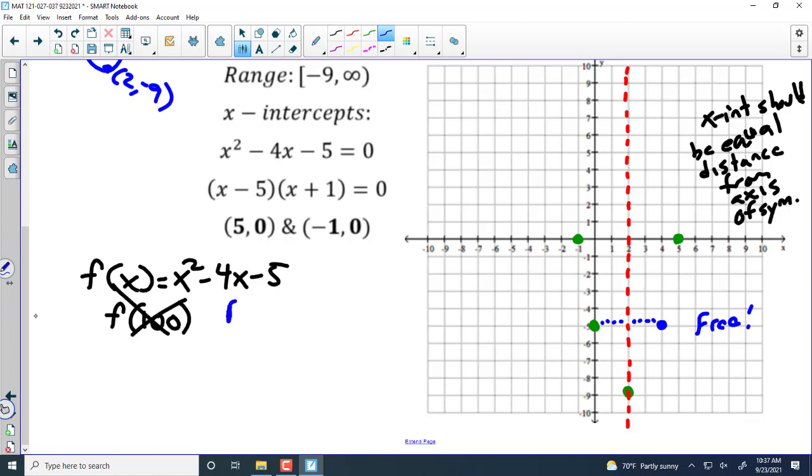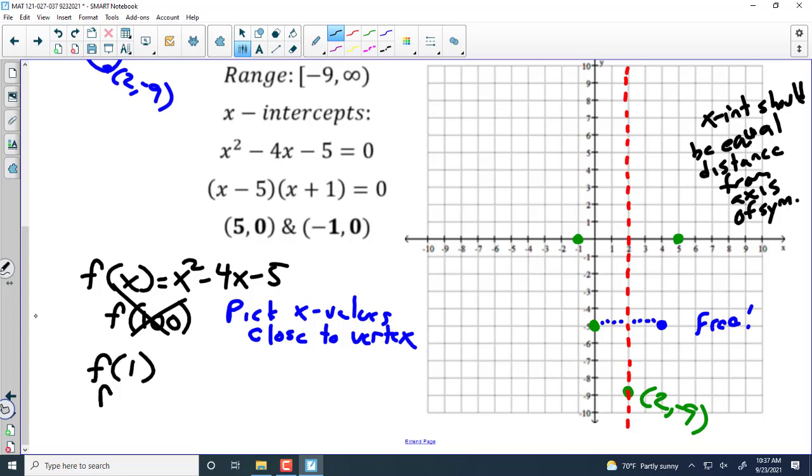No. Pick x values close to the vertex if you need more ordered pairs. So the vertex is down here at 2, -9. So what would be a good value to plug into the function to get an extra ordered pair? What's a value that's close to 2? 1 or 3, yeah. And if you plug 1 or 3 into the function, you'll get -8. They both give you the same thing, and that's no big surprise to me because these things are always symmetric.